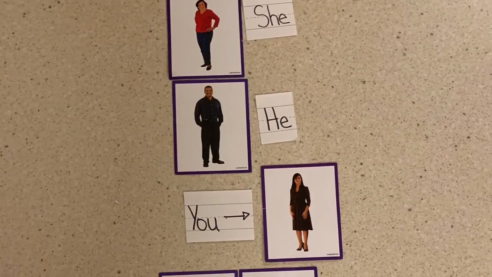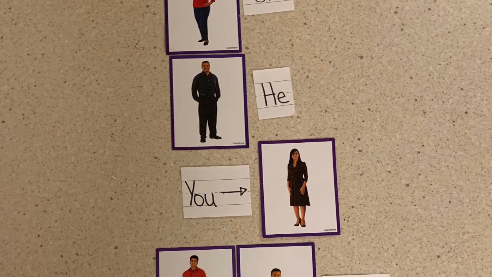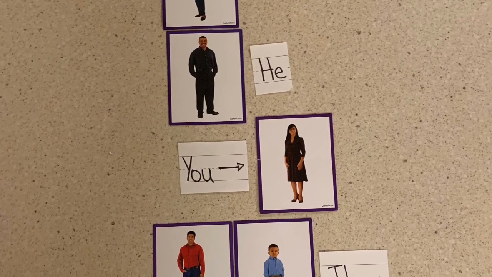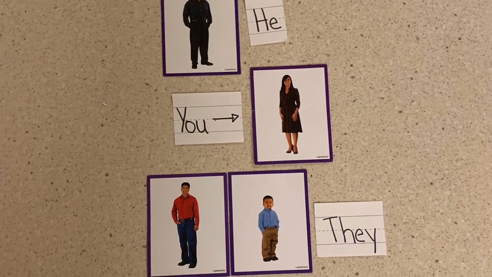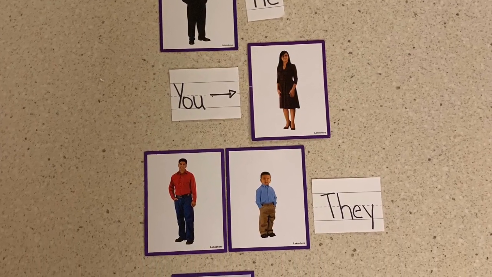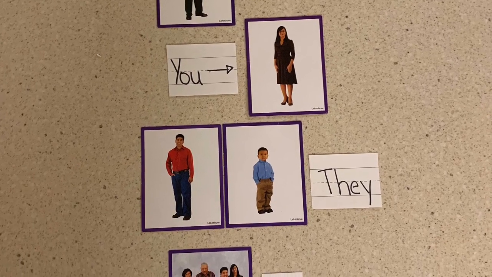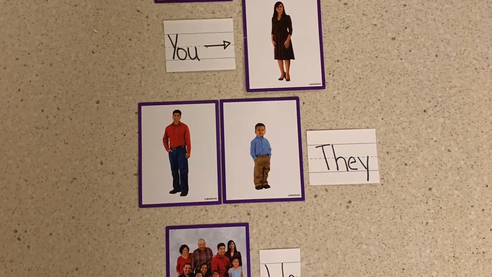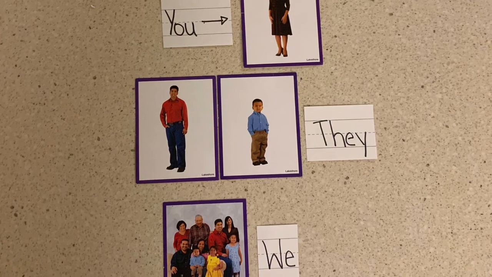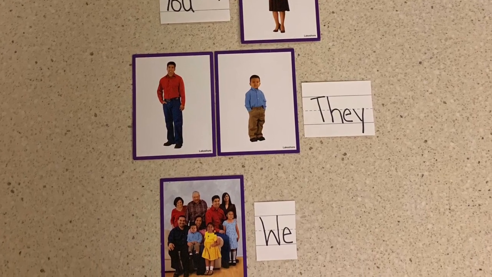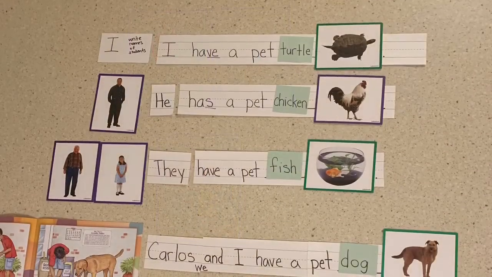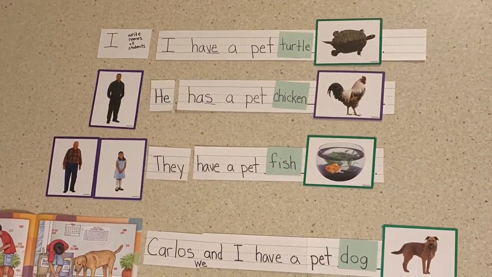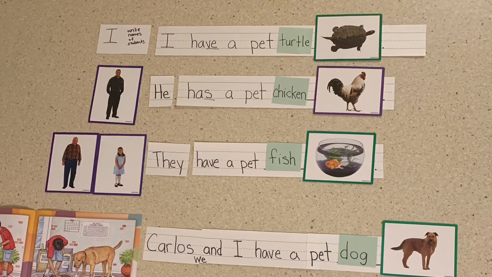Some students may be ready to dig deeper into subjects, pronouns, and subject-verb agreement. They are ready for a grammar boost where you can use picture cards to help students understand who pronouns are referring to. Talking about the pronouns he, she, we, you, and they. These are examples of the many different types of sentence frames students can create.